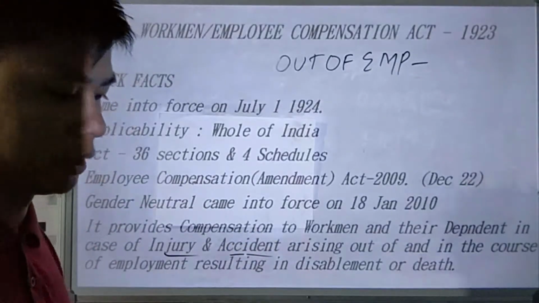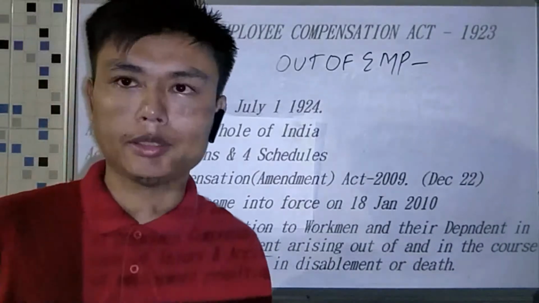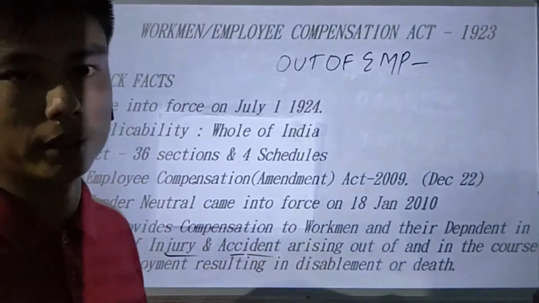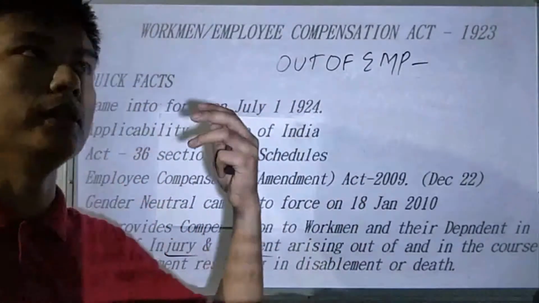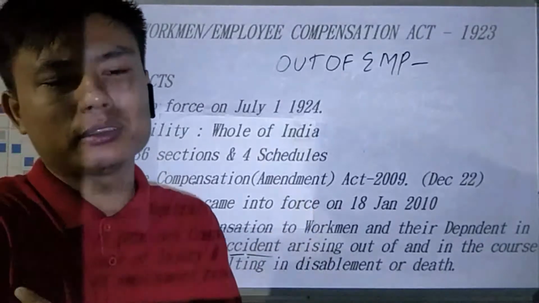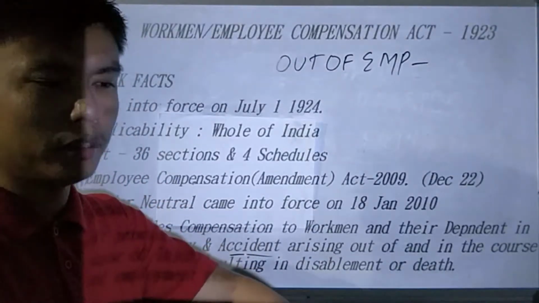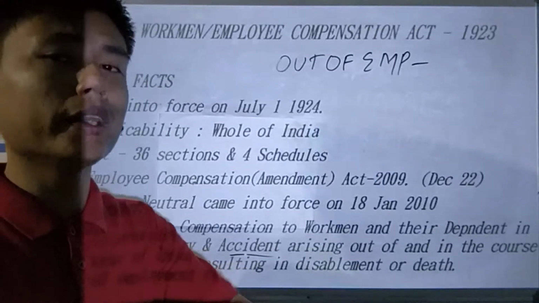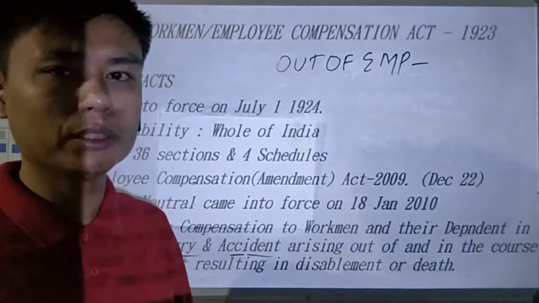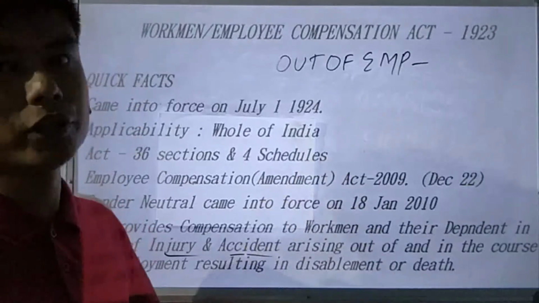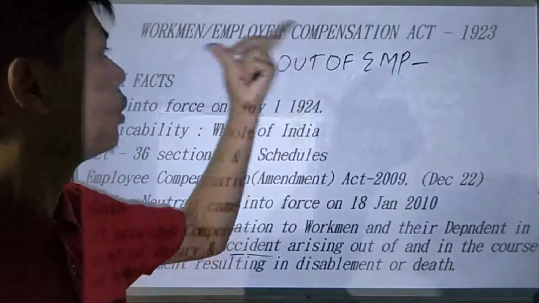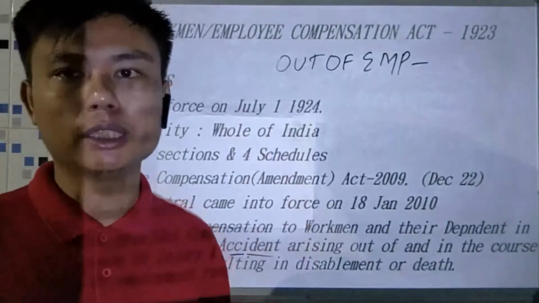For example, let's say I got an accident, and my accident did not harm me. Of course, I got a cut here, and it did not decrease my earning capacity. Will I be paid compensation? No. So these are the things why you should know what this act talks about. Basically, I'll be explaining.